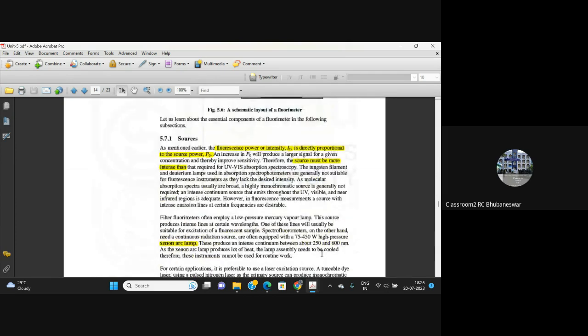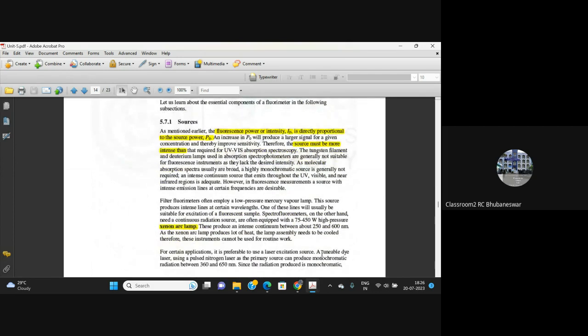So what source are we using here? The source here is very, very important. In absorption spectroscopy, if you remember UV visible spectroscopy, I was telling you it is a ratiometric technique: log I0 by I equals epsilon C. If you increase the power of the source, is it going to make any change in absorption spectroscopy? Not much, because it is ratiometric, I0 by I. Even if you increase the power, for a ratiometric technique it is not going to make any more changes.